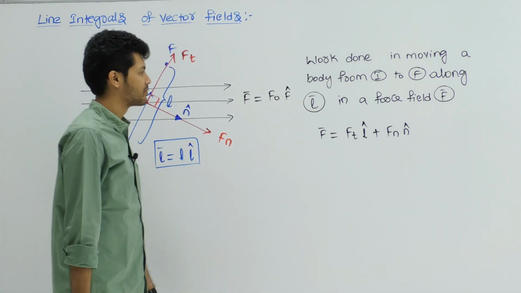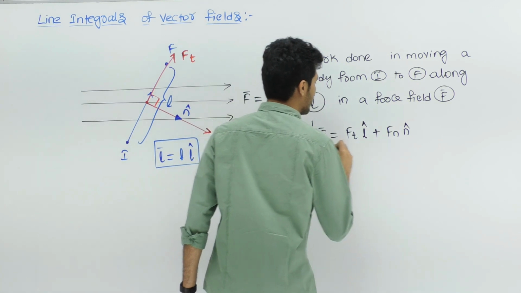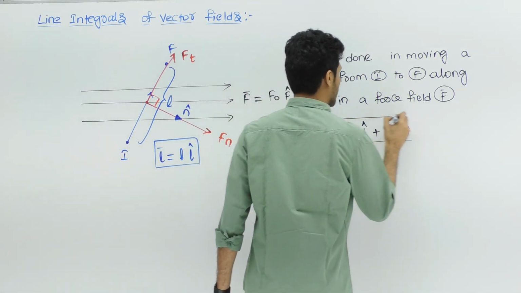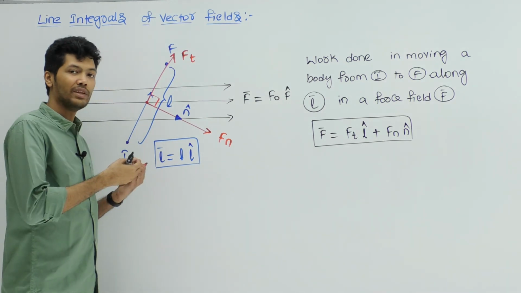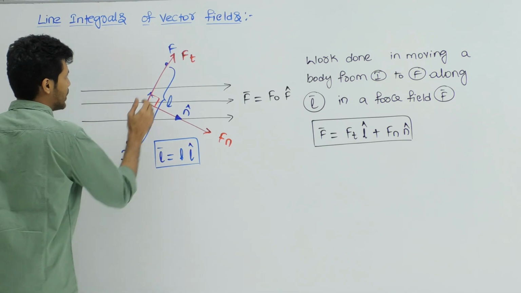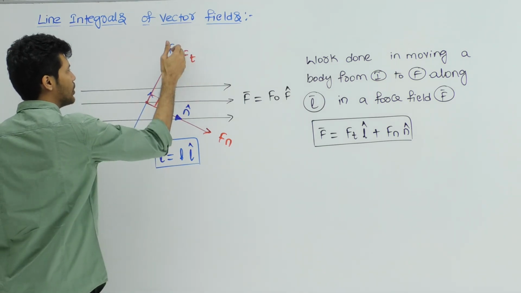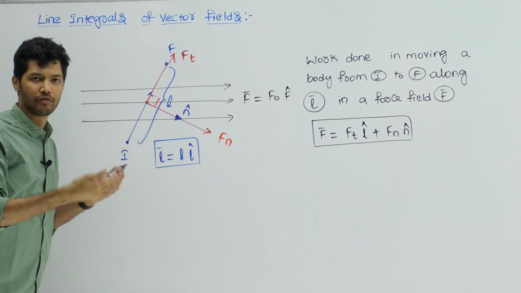Now given this F bar, please tell me how much work we are supposed to do. In this case, are we moving in the direction of force or in the opposite direction of force? Obviously, we are moving from I to F and we have the component of force, Ft, in the direction of the path that we have taken.